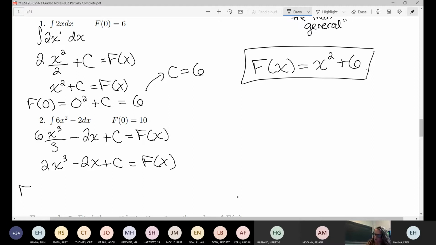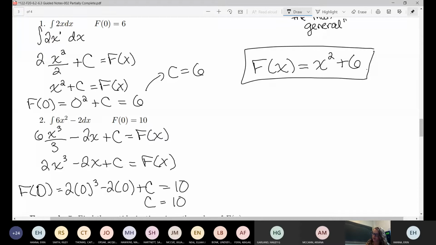And now we're told if we plug in 0, we will get 10. So if we plug in 0 here, those first two terms reduce to 0. We end up with c equals 10. So the antiderivative we want is 2x cubed minus 2x plus 10.